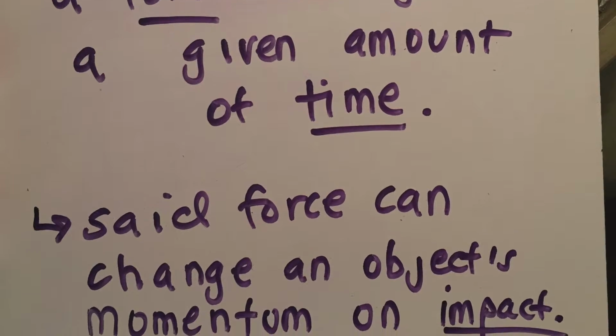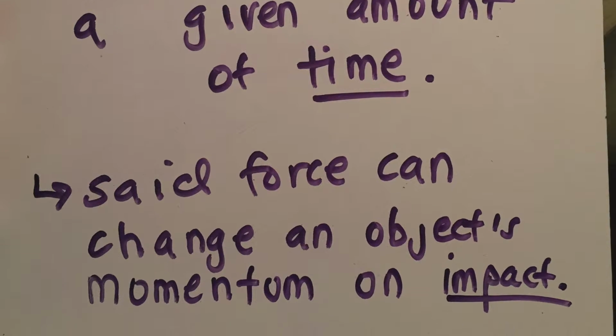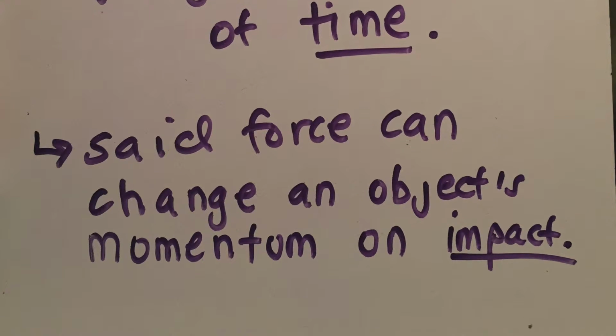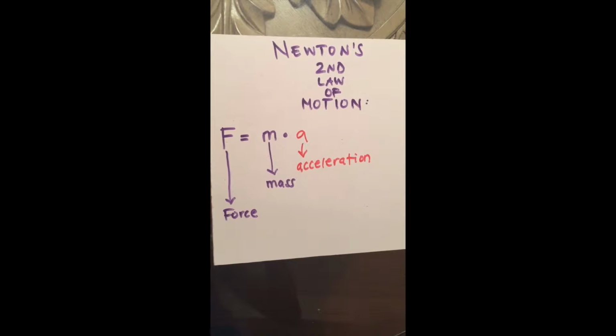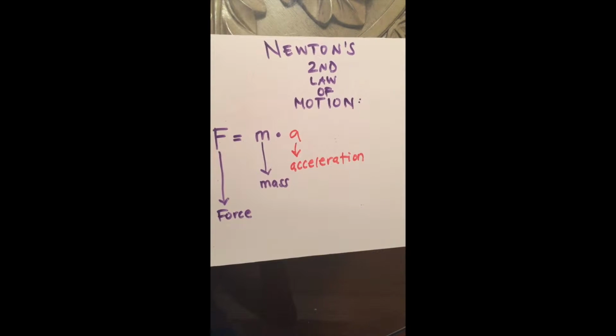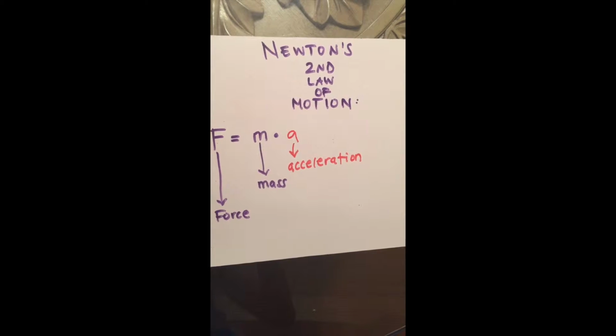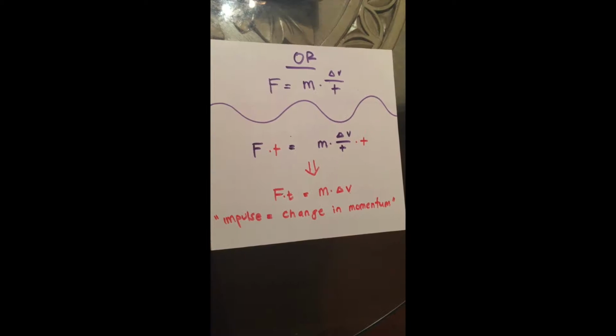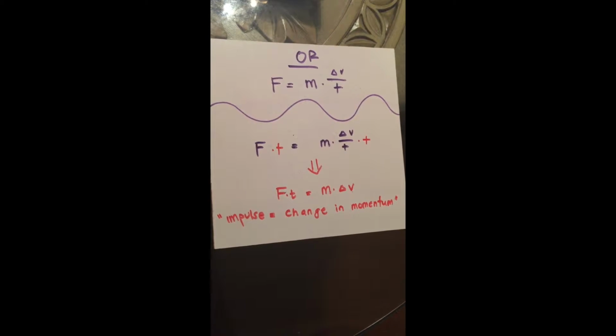Impulse is a force acting for a given amount of time. This force can change an object's momentum on impact by increasing the time of collision. Now, according to Newton's second law of motion, force is equal to mass times acceleration. This can also be written as force is equal to mass multiplied by the change in velocity over time.